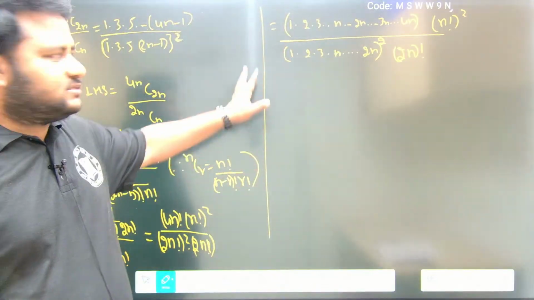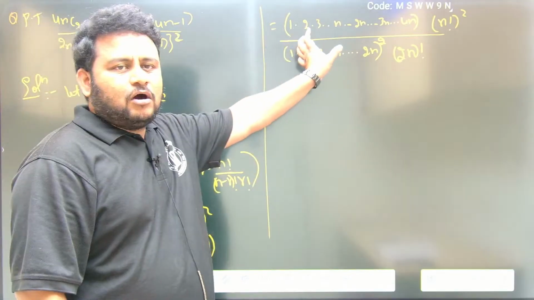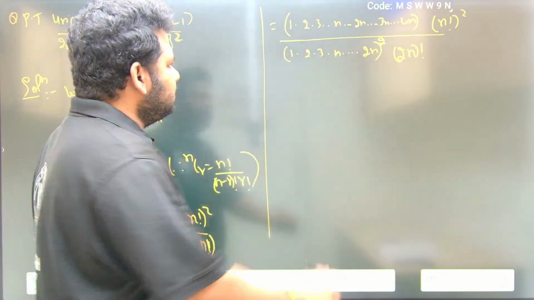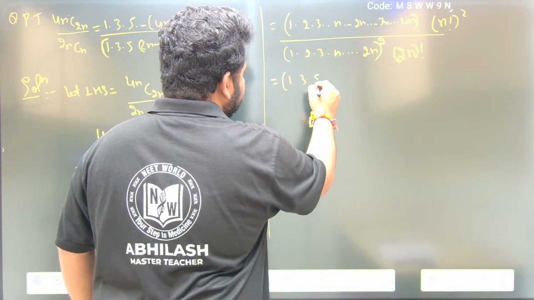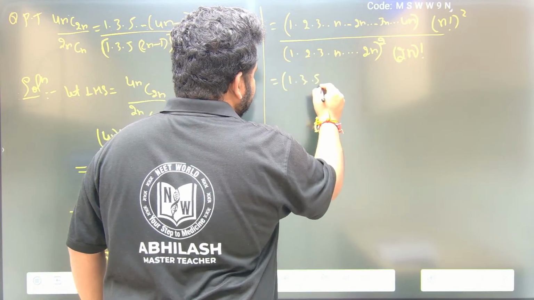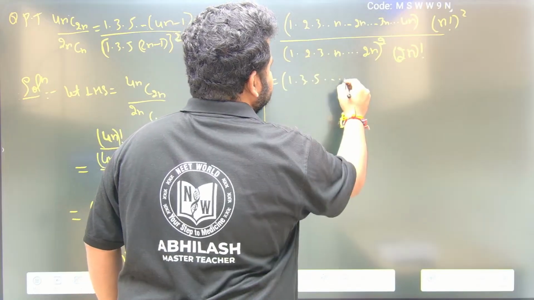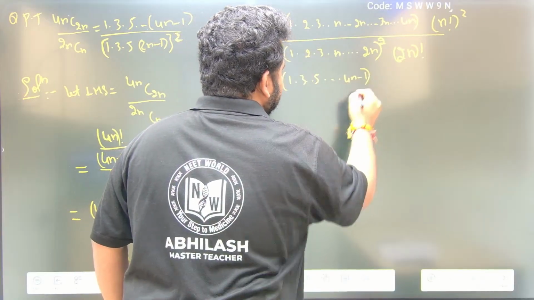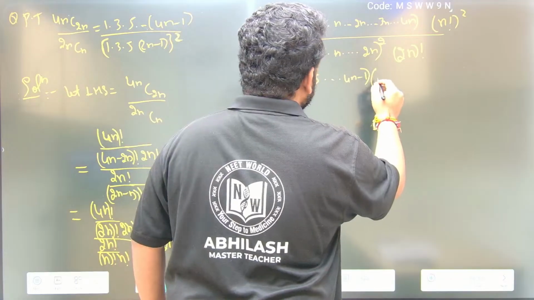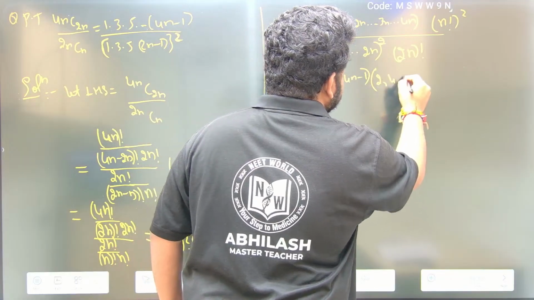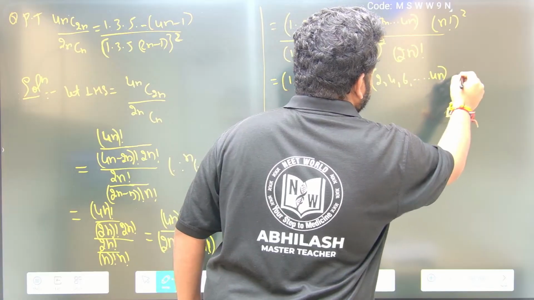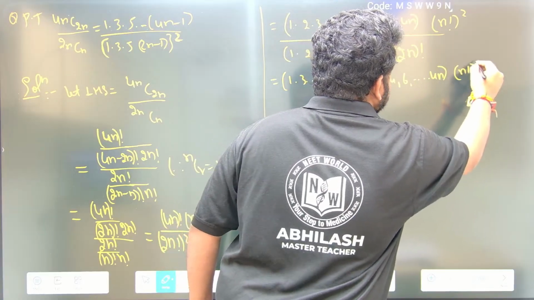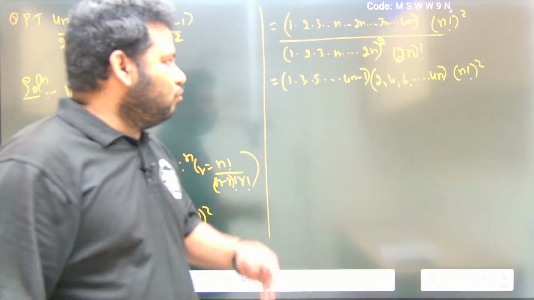Now, in this, let us separate odd terms and even terms. So this will become 1, 3, 5, up to 4n minus 1, into the even terms: 2, 4, 6, up to 4n. This will be n factorial whole square.